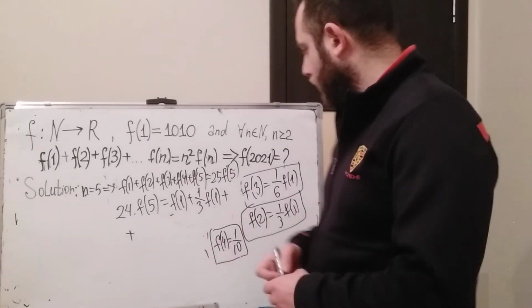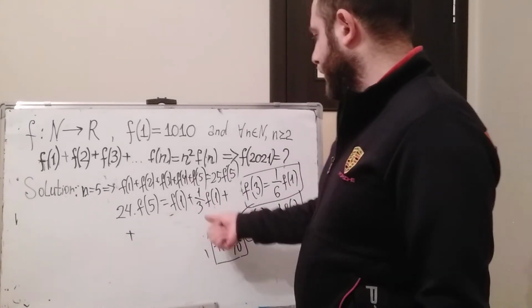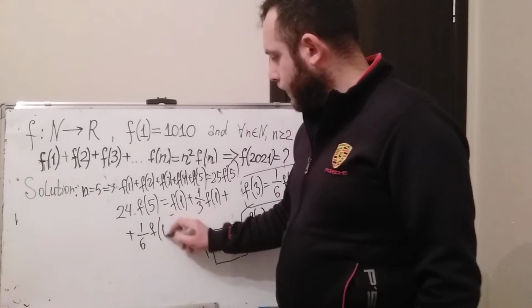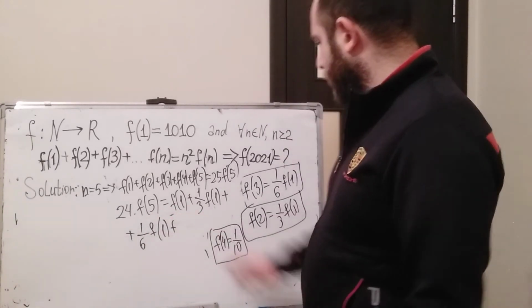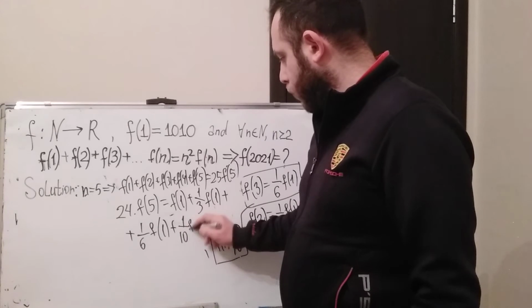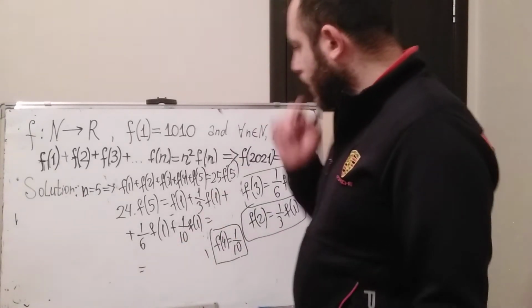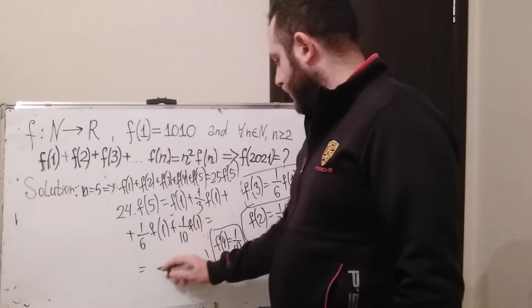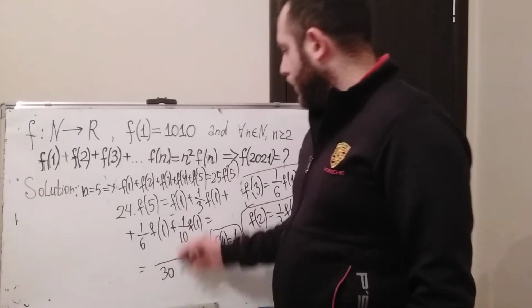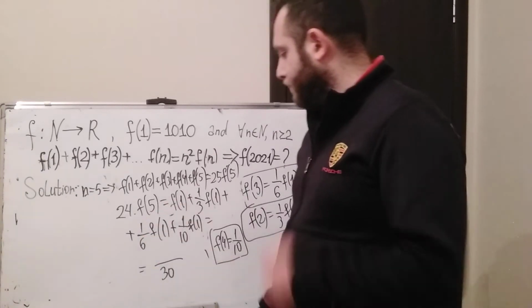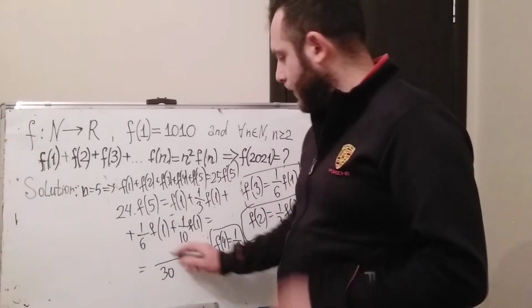So f3 is 1 over 6 f1, f4 is 1 over 10 f1. If we simplify, we can see that 30 is a common denominator. 30 plus 10 is 40, 40 plus 45, and 48.